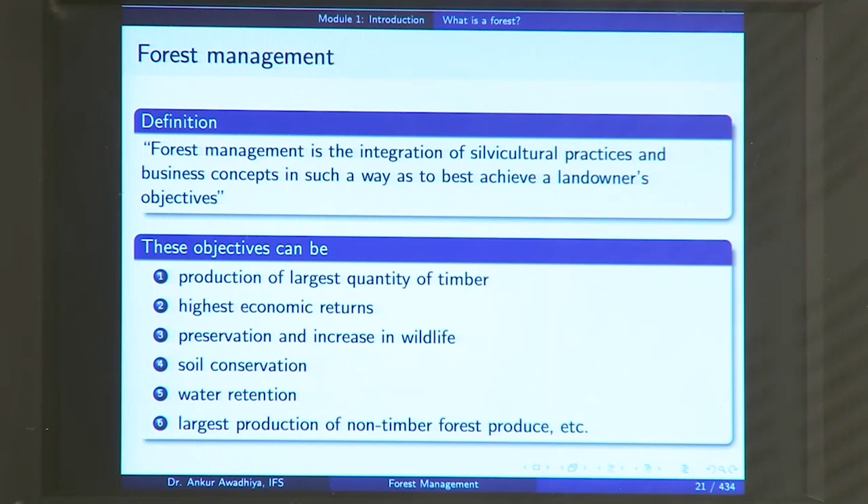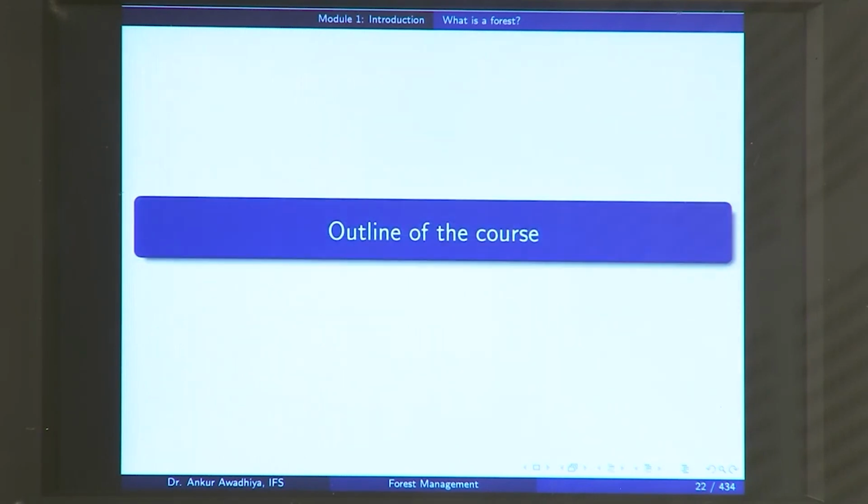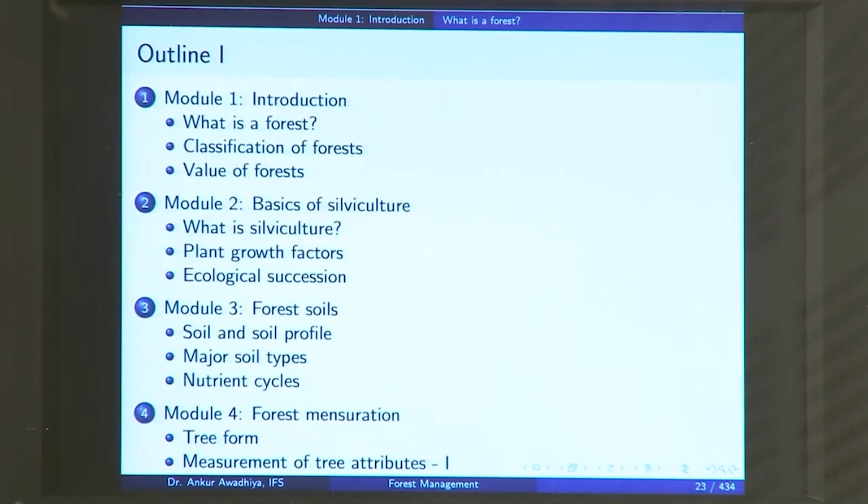So, this is forest and forest management, and if you look at an outline of the course, this course has 12 modules and each module will have 3 lectures. So, every week we will be covering one module. The first module, introduction, has 3 lectures. The first one is what is a forest, that we looked at today. In the next lecture, we will look at a classification of forests.